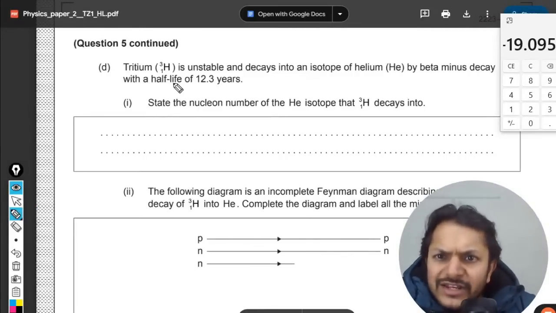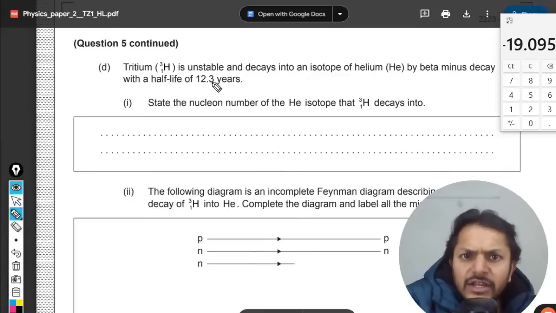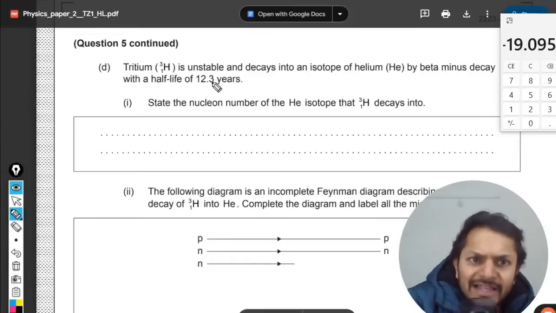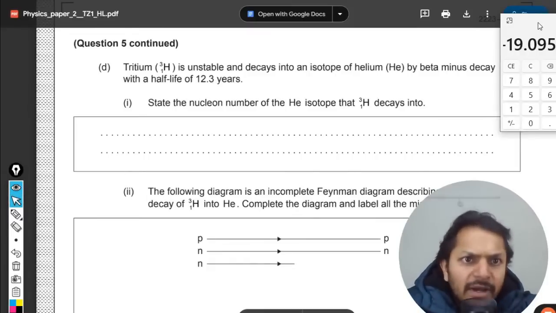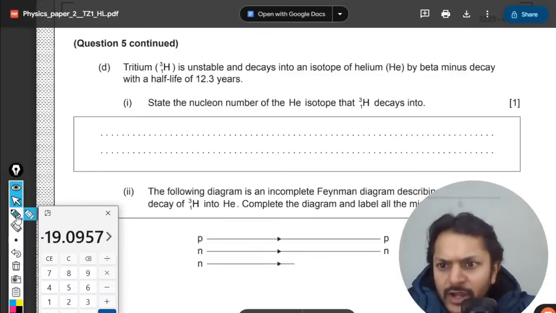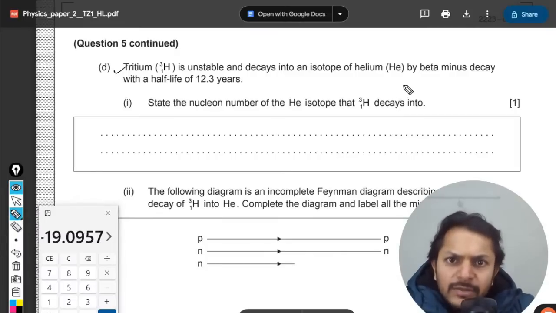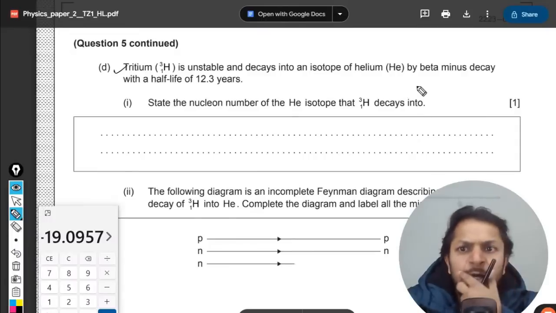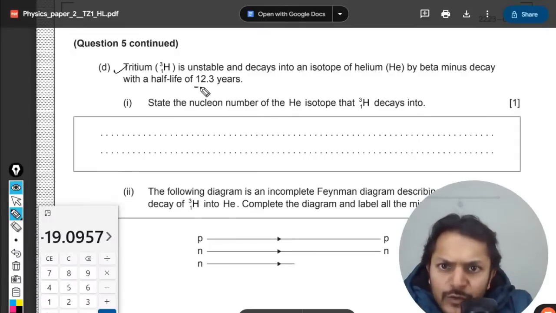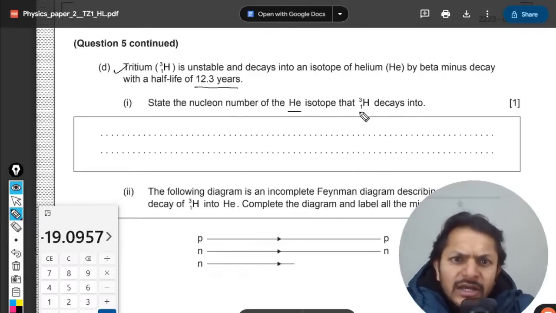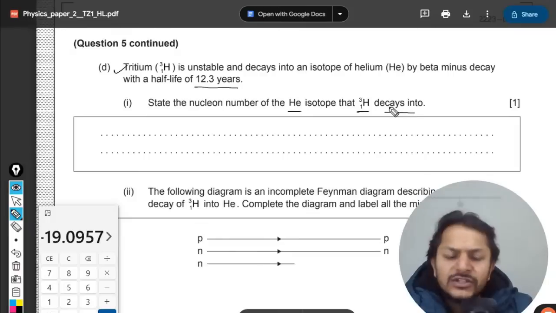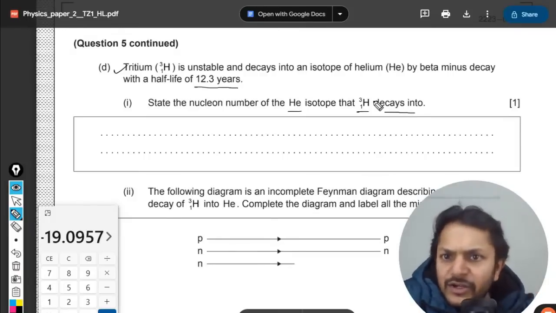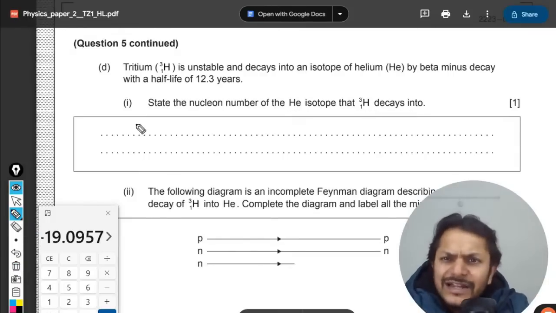Okay, tritium is unstable and decays into an isotope of helium by beta minus decay. So now we are moving into radioactivity. Tritium is converted into an isotope of helium by beta minus decay with a half-life of 12.3 years. State the nucleon number of the helium isotope that this decays into. So technically we have to write the complete nuclear reaction, otherwise we will not understand it.